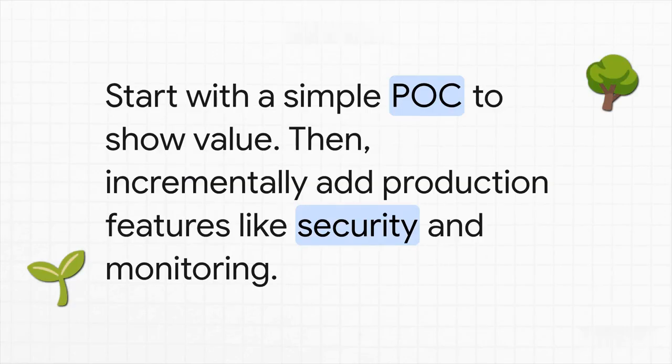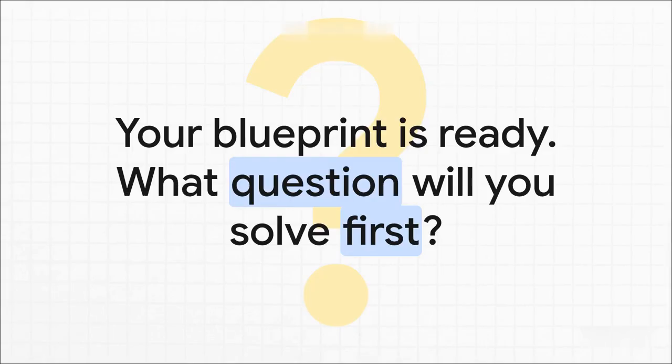So what's the big takeaway here? Please, don't try to build this entire complex production system on day one. The absolute best approach is to start simple. Build a quick proof of concept to show the value and get people excited. Once you've got that buy-in, then you can start to incrementally add these crucial production features like advanced security and deep monitoring. So there you have it, a complete blueprint for unlocking all that knowledge that's trapped inside your organization.